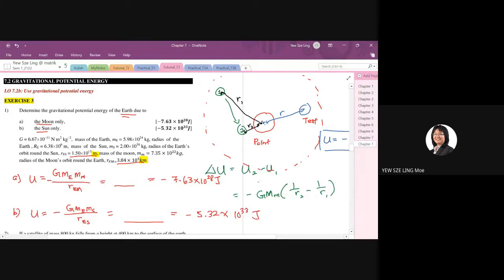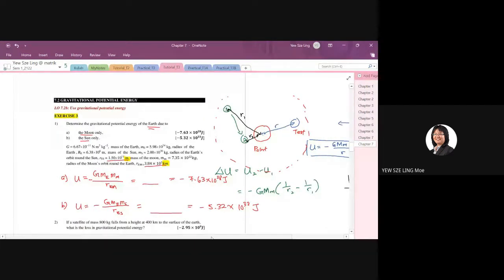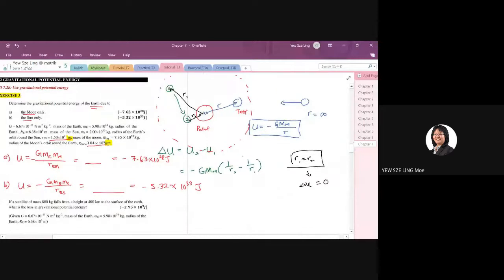So now I give you 3 minutes to copy the answer, to write it down, and also the summary, okay, the revisions. So make sure you understand how many things we can calculate in this subtopic, okay, gravitational potential energy. So 3 minutes for you to write it down. If you have any questions, you may ask.